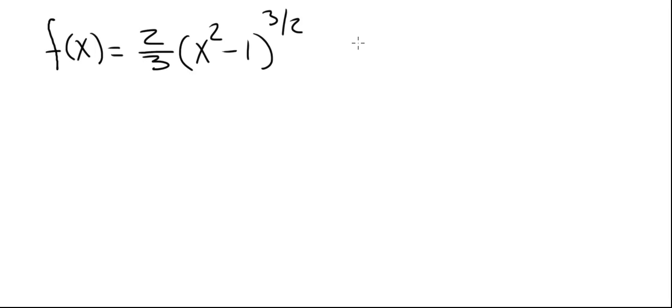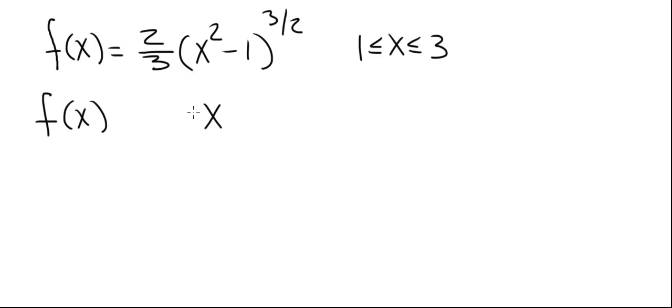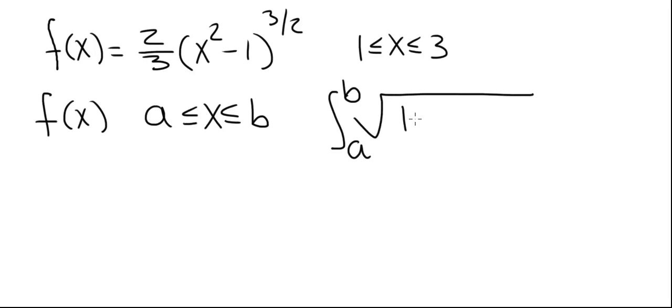We're going to find the arc length of f of x equals 2/3 times (x squared minus 1) to the 3/2 power over the interval x greater than or equal to 1 and less than or equal to 3. So recall that when we have a function f of x defined over the interval a to b, and this function is differentiable, the arc length formula is the integral from a to b of the square root of 1 plus f prime of x squared.